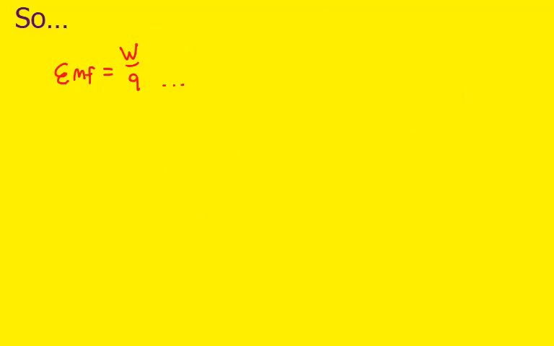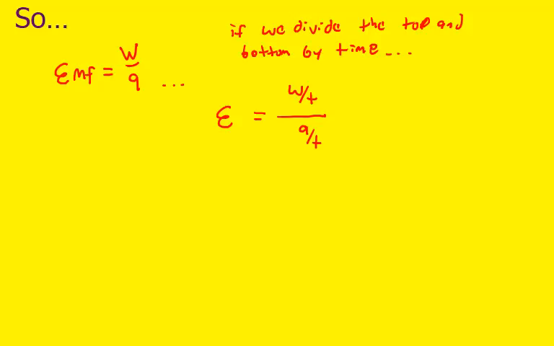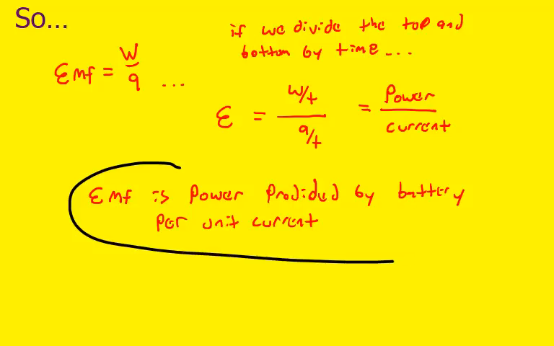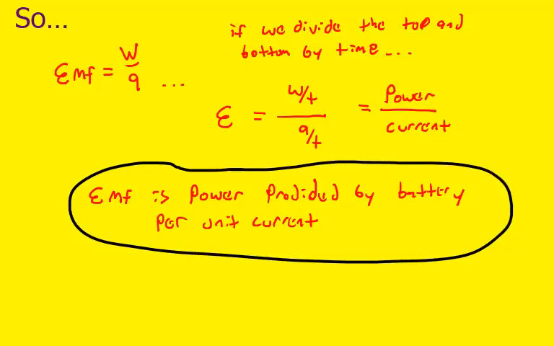Now, EMF, we're dealing with a cell, and so we're looking at how much work done per charge. If we divide the top and bottom by time, we get work over time, Q over t, which is power per current. So EMF is the power provided by a battery per unit current. Another technical definition that comes from a lot of the things that we've done. Work done per, or power per unit current. So the work done on a charge over a period of time, and then charge over time, which is current. Another one that you'll just want to remember.